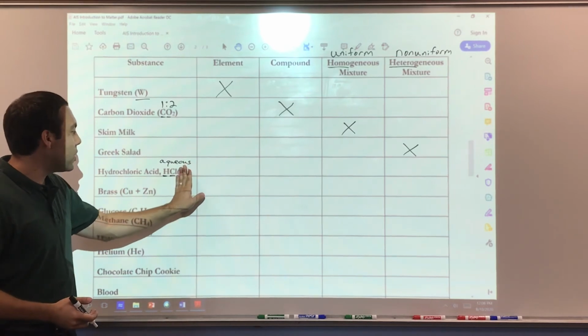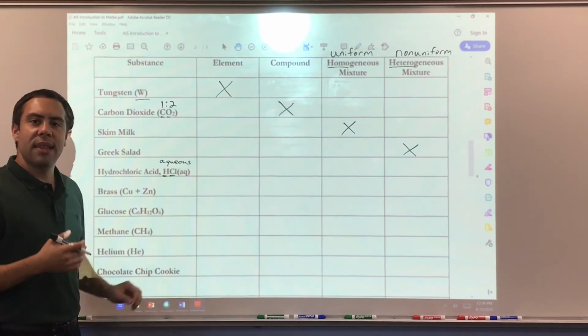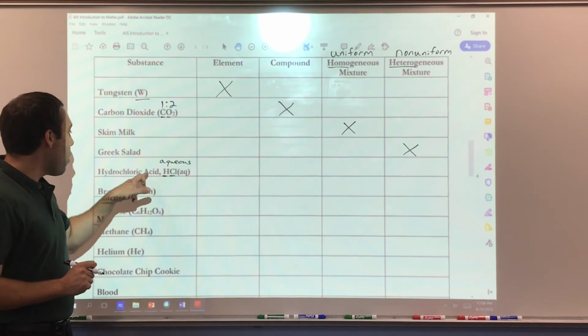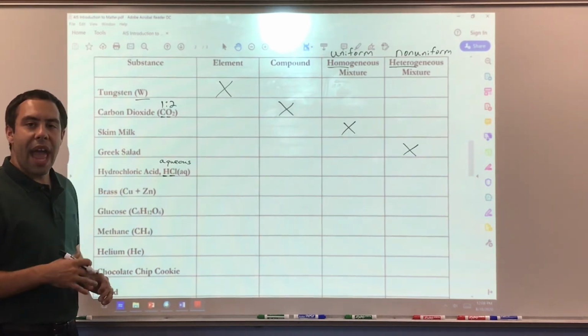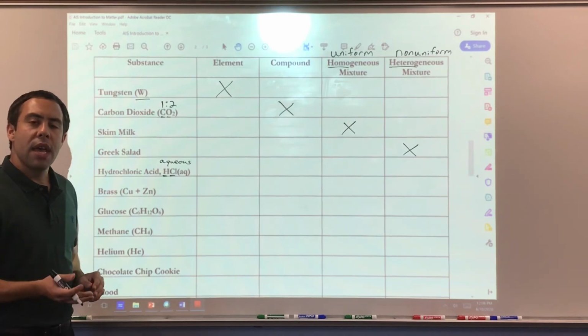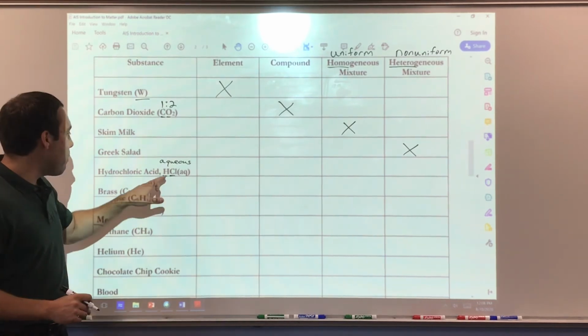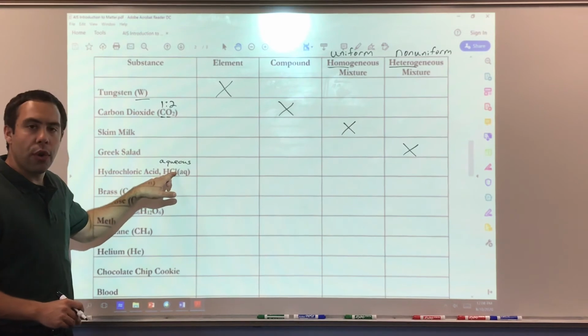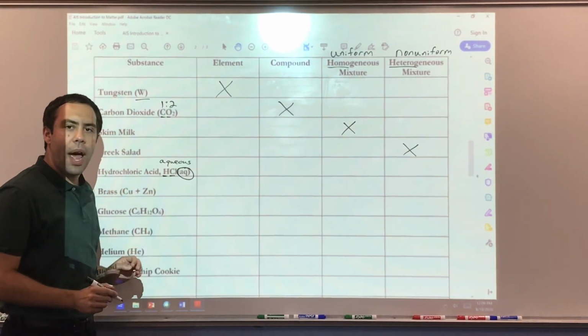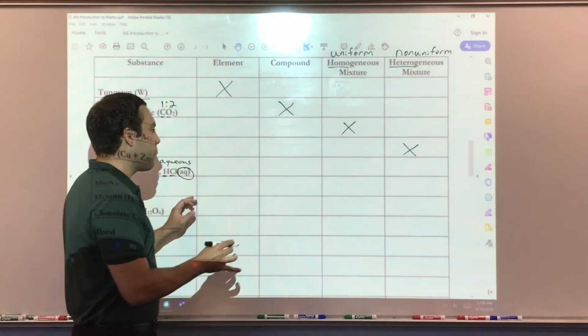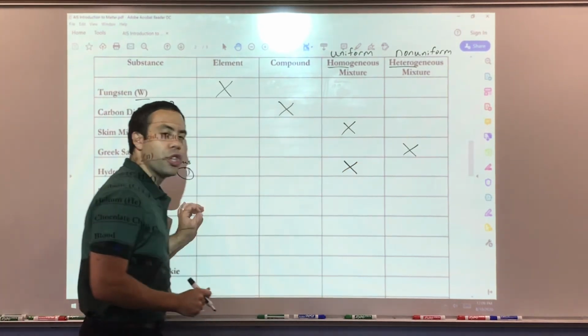If we just had HCl, hydrogen chloride, that would be a gas. But hydrochloric acid is when you take that HCl gas and dissolve it in water, it makes it a mixture. We have a mixture of hydrogen chloride and water. Anytime you see that AQ at the end, it's going to be a homogeneous mixture.